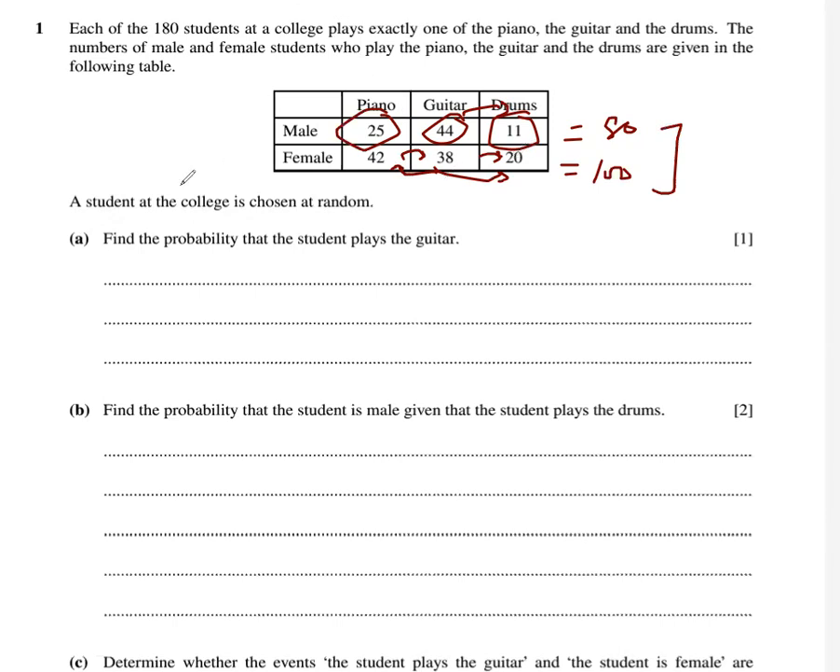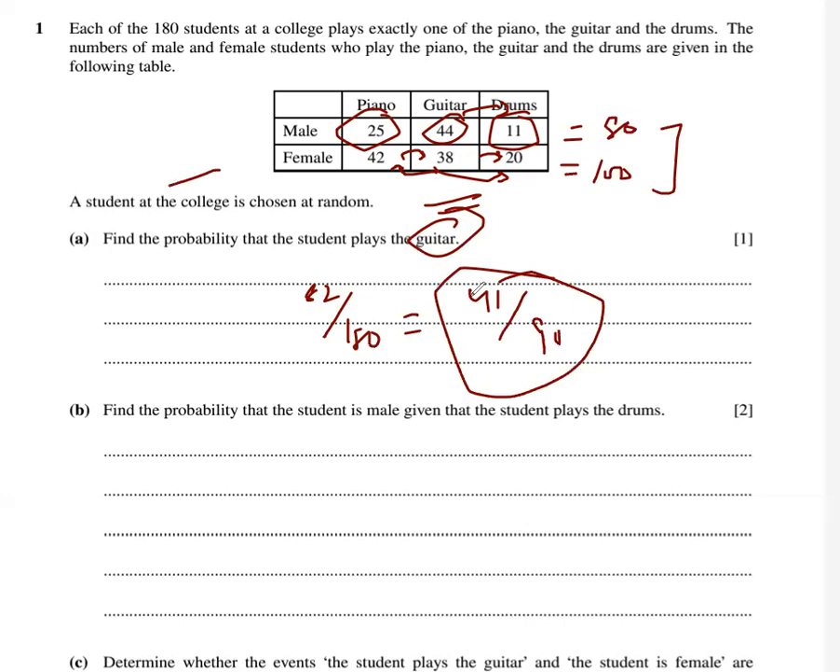So first things first. A student at the college is selected, find the probability the student plays the guitar. Now the total for guitar would be 44 plus 38, which is 82. So 82 upon 180, which is equivalent to 41 upon 90, which is equivalent to 0.456.